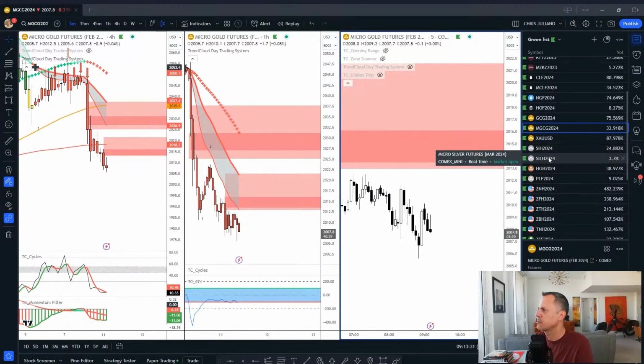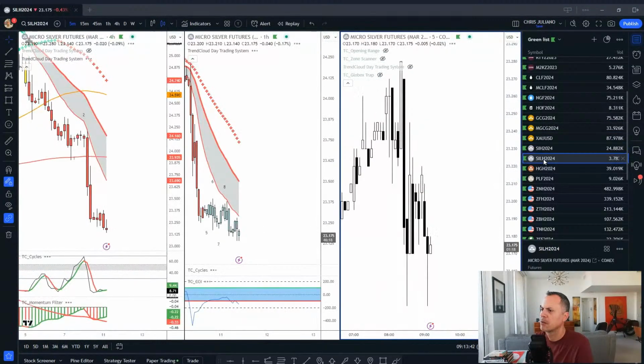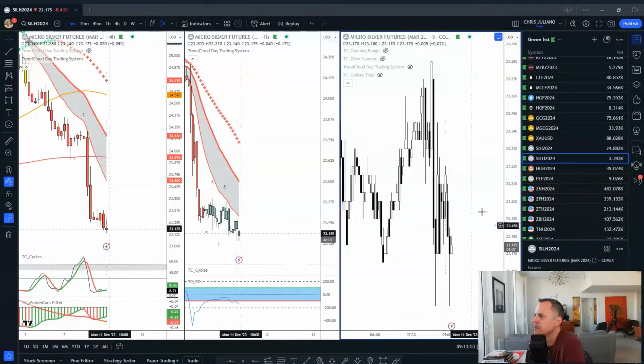Okay. So let's go over to micro silver now. Wow, micro silver is very low. Let's go over to the regular silver market here. Yeah, pretty much looks the same. We just have very low volume on micro silver. Recalculate.